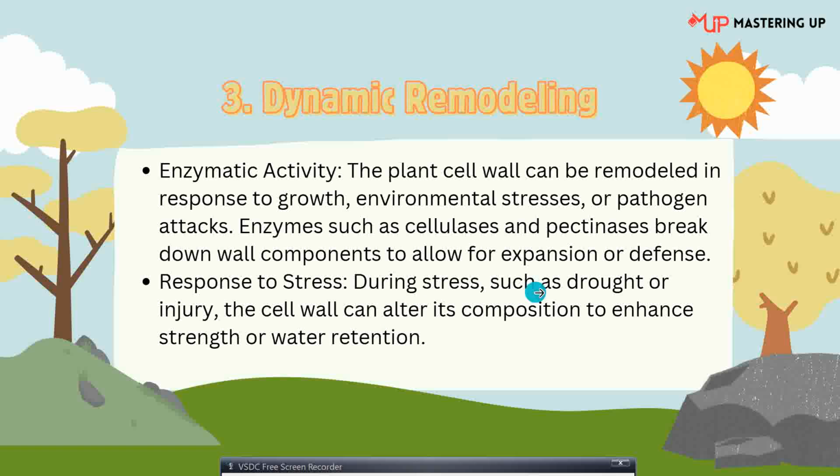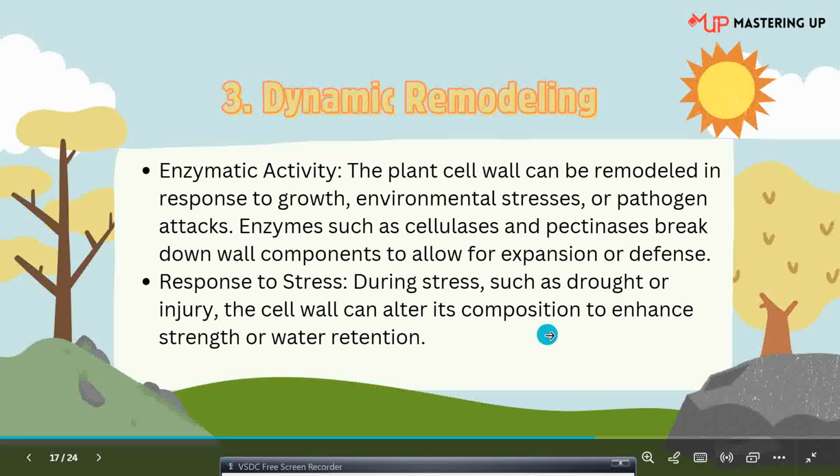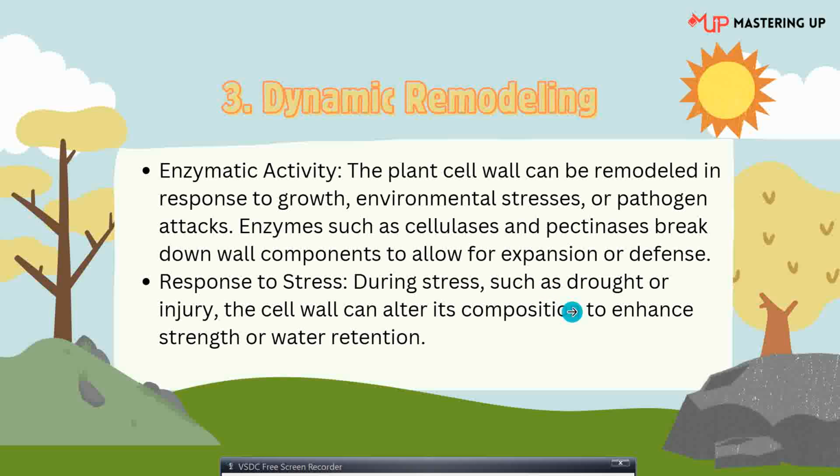Now the response to stress. During stress such as drought or injury, the cell wall can alter its composition to enhance the strength of water retention. So I think it's understandable. During stress conditions, the cell wall can change its shape, so they can adapt the shape during the stress conditions and help the cell to stay safe.